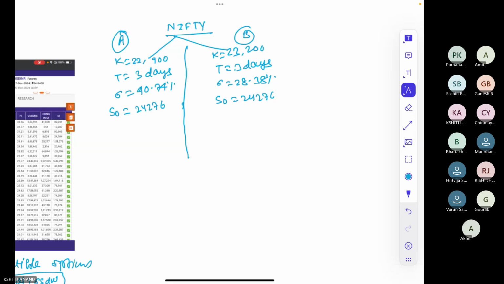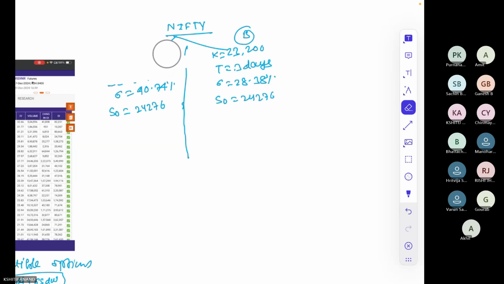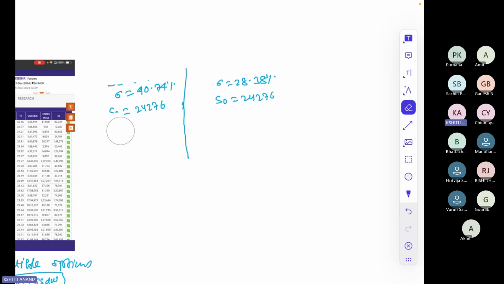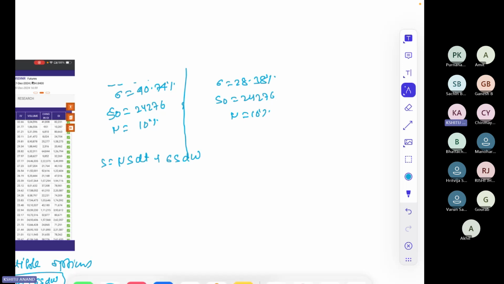Okay. Now forget the option part. I am erasing the option part. Mu: let us say I am giving mu to both sides from the historical data, maybe 10% to both groups. Now try to do that geometric Brownian motion task. dS is equal to mu S dt plus sigma S dW. Take dt equal to 1 day.